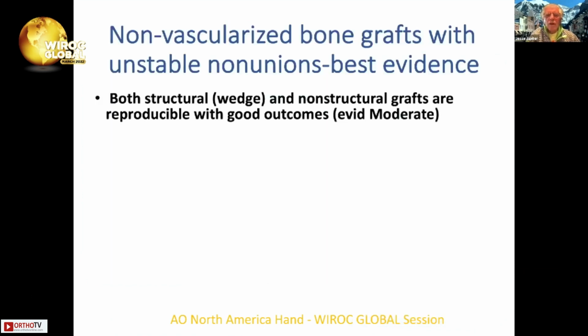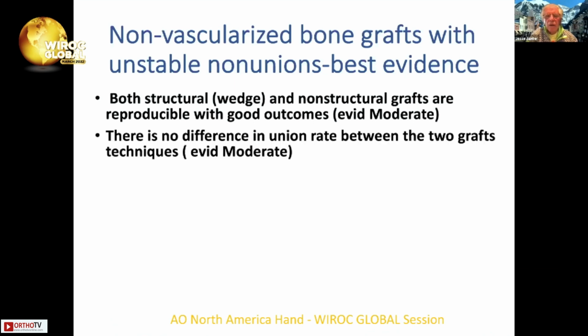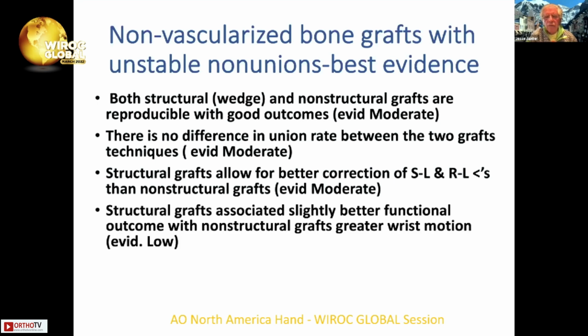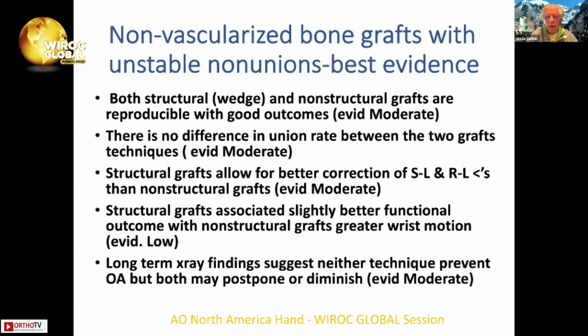So if we look at the best evidence in the literature, both wedge structural graft and non-structural graft are reproducible with moderate evidence, good outcomes. And it doesn't appear to have a difference in the union rate between the two graft types. Structural grafts will help you correct the carpal malalignment better than the non-structural grafts, and may be associated with better function, although the evidence is low. But long-term findings suggest neither of these approaches will prevent OA, but may slow it down.